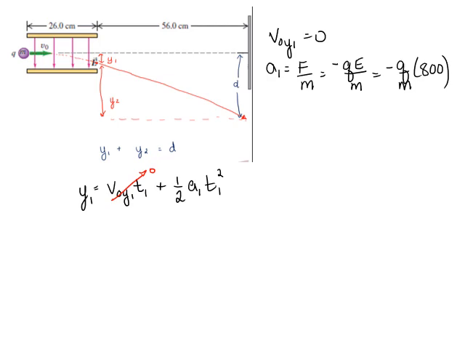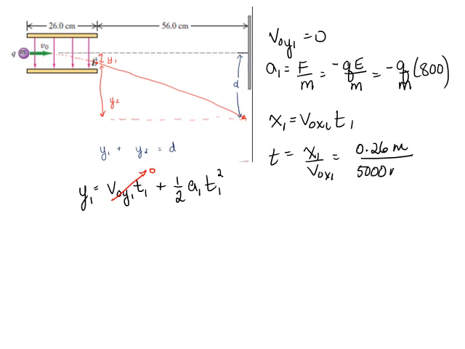What is our time t1? Well, let's think about the horizontal motion. We know that the distance it travels x1, 26 centimeters, is the x component of velocity, v initial x for the first region, times t1. So our t1 then is going to be x1 over v0x1, 26 centimeters, put that in meters, divided by the velocity, which is 5,000 meters per second. And we get t1 is equal to 5.2 times 10 to the minus 5 seconds.